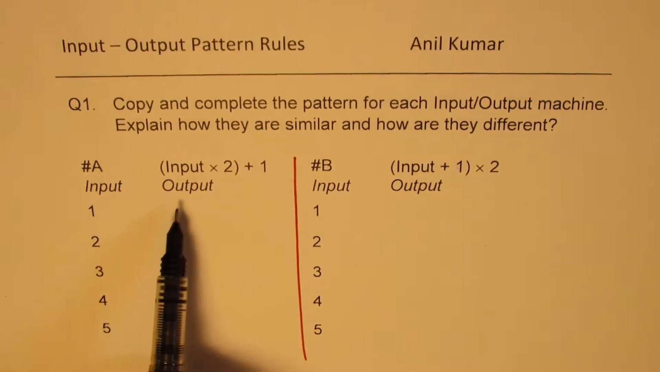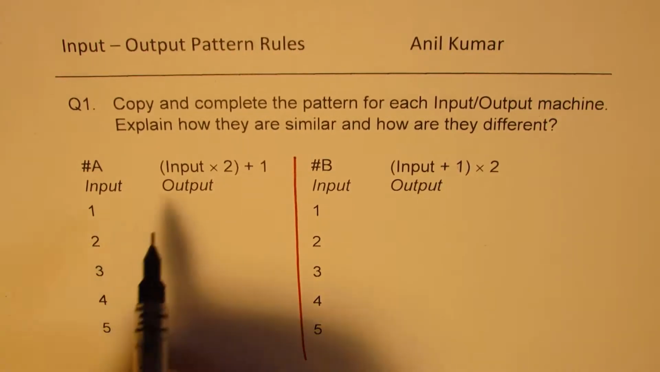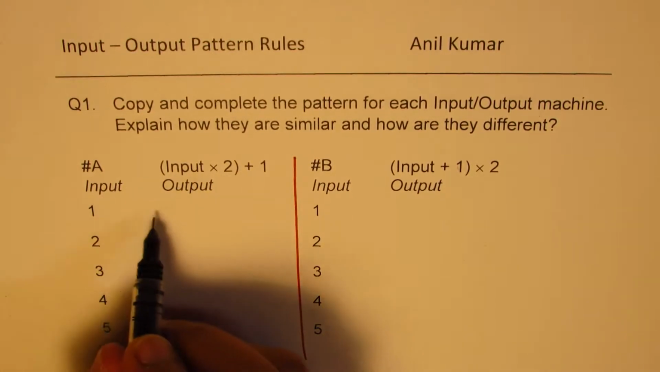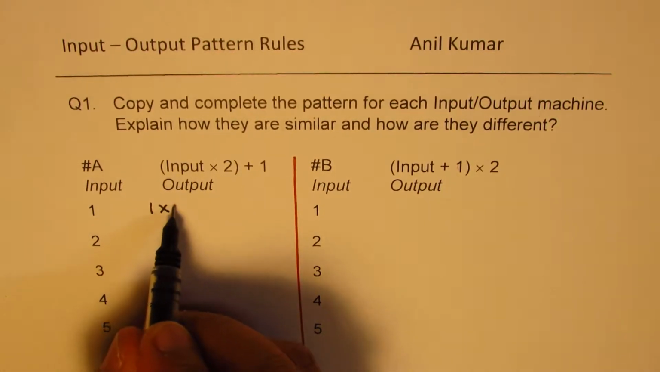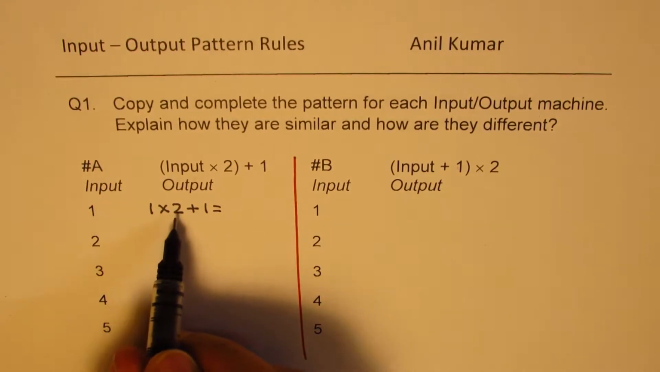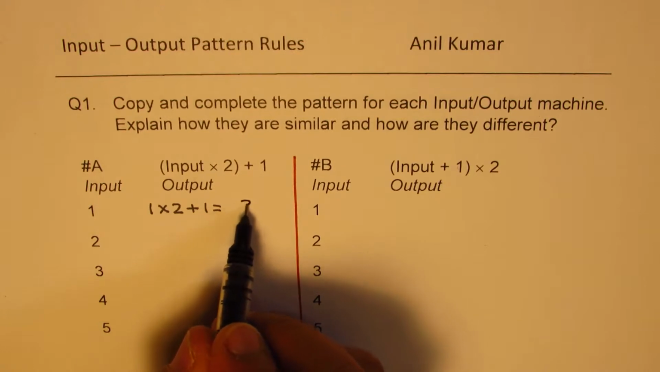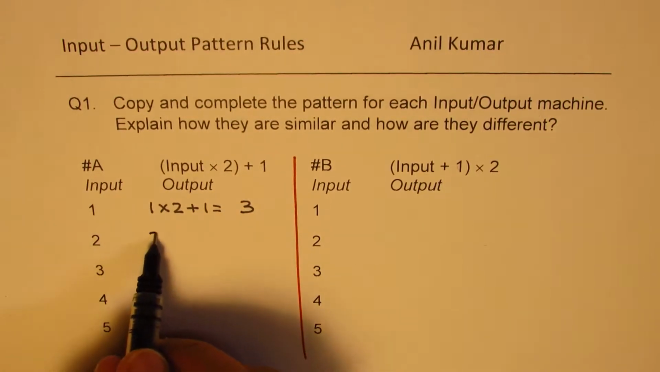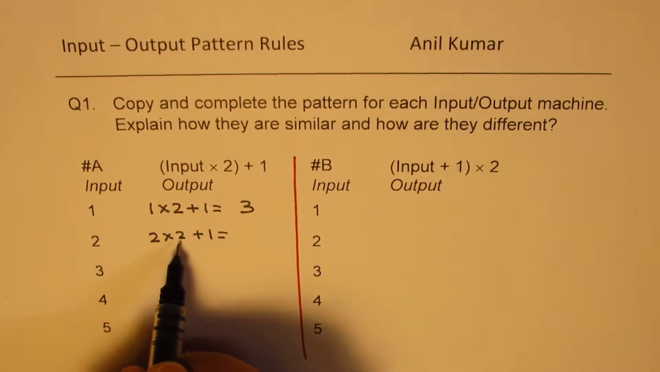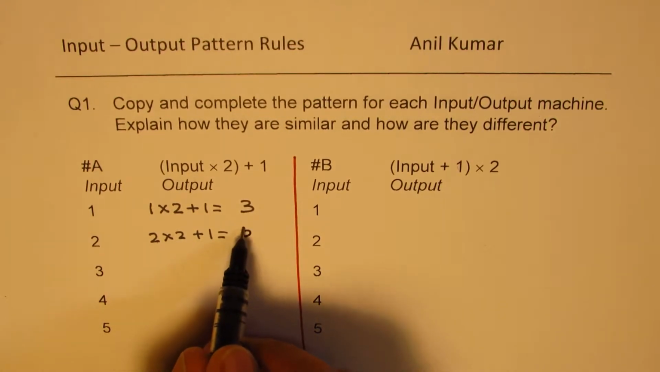Let us first find the outputs for machine A. When we say input times 2 plus 1, input is 1. That means 1 times 2 plus 1, right? So 1 times 2 is 2. 2 plus 1 is 3. Then we do 2 times 2 and then we add 1. 2 times 2 is 4. 4 plus 1 is 5.